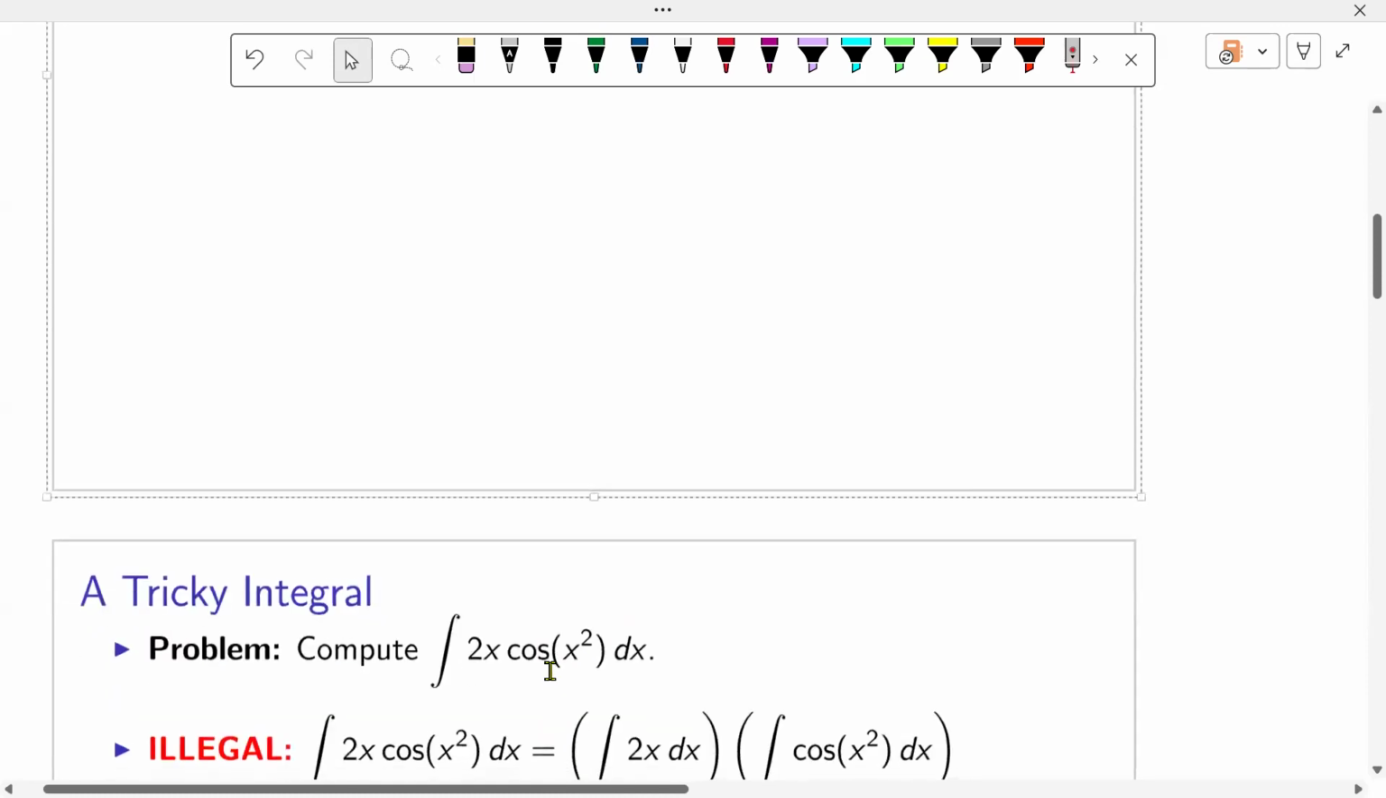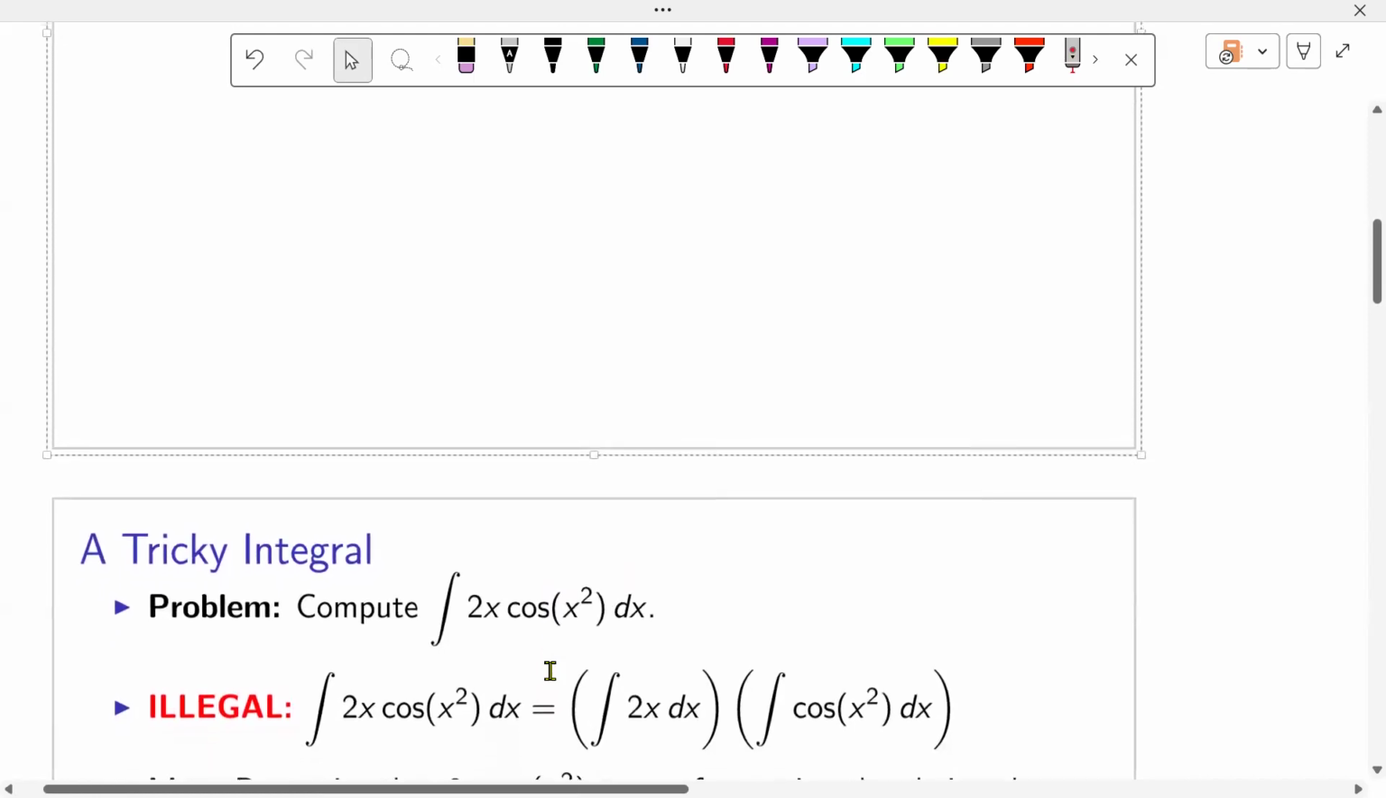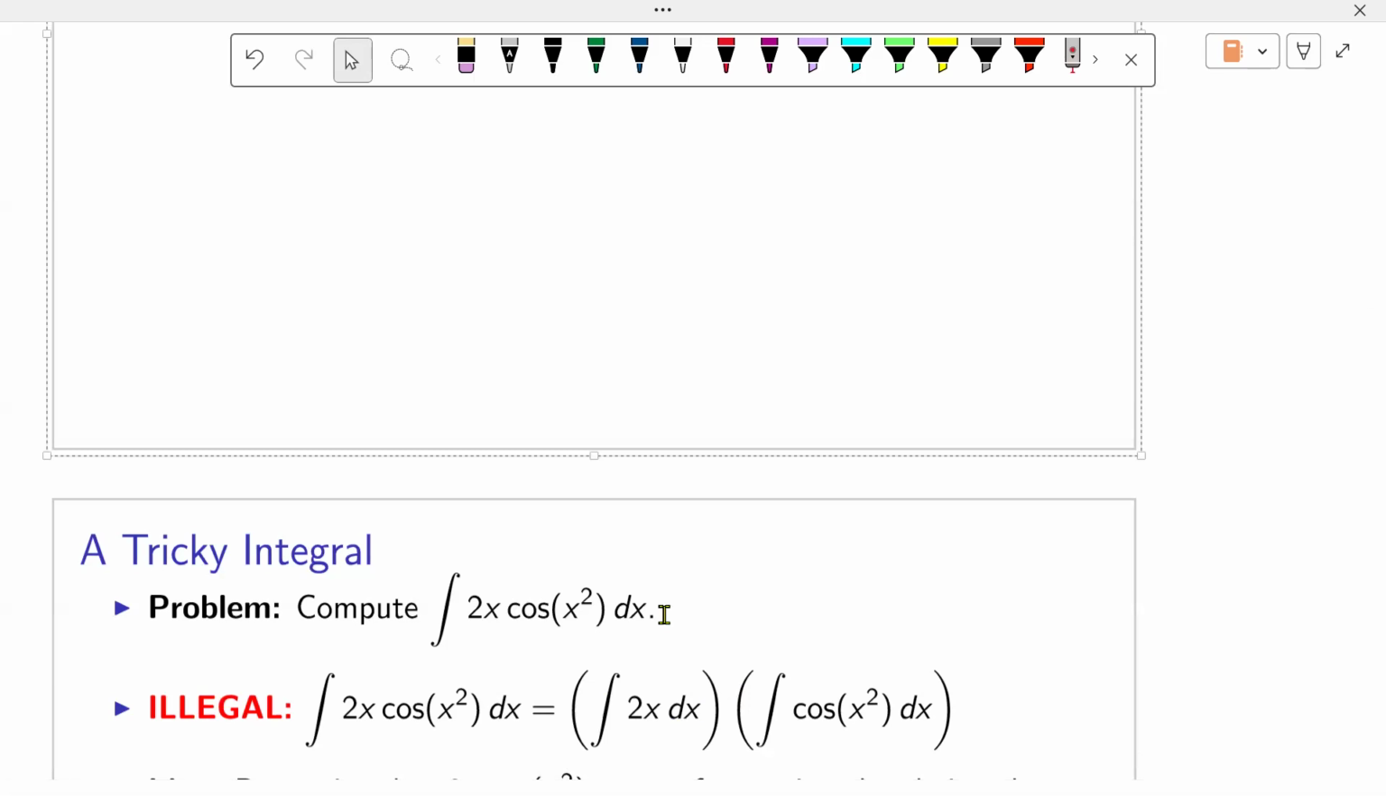Now this is really hard. Though many students think they can find a clever way to do it by doing the following very illegal operation. Sometimes people will be like, I know how to do this. I have an integral of a product. I will just break it up into a product of integrals. This is illegal. You can break up a sum that you're integrating into a sum of integrals, but you can't do it with products. It doesn't work that way.